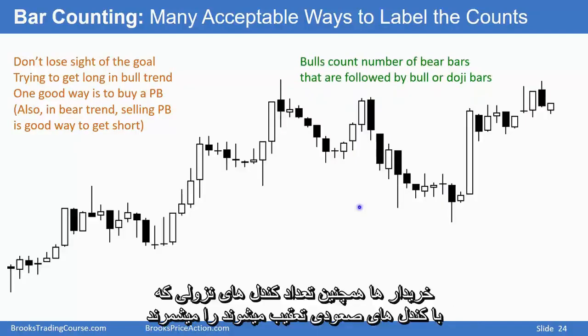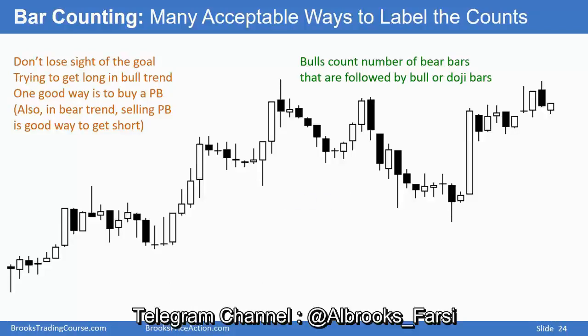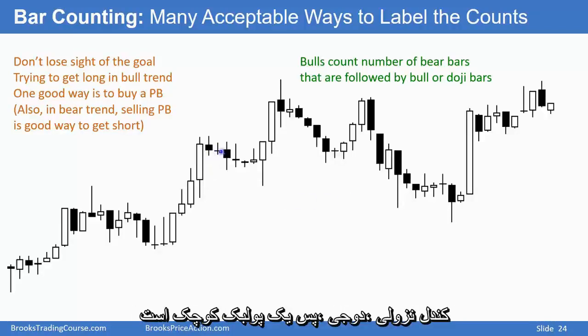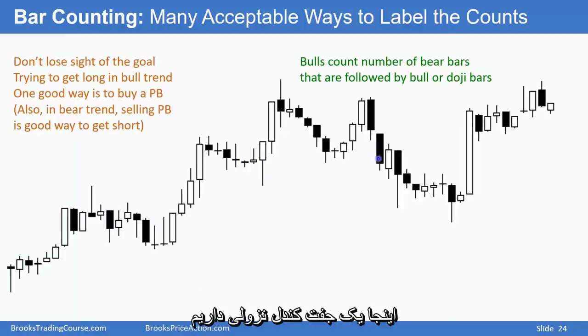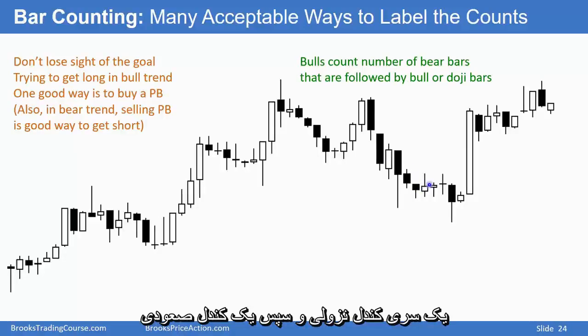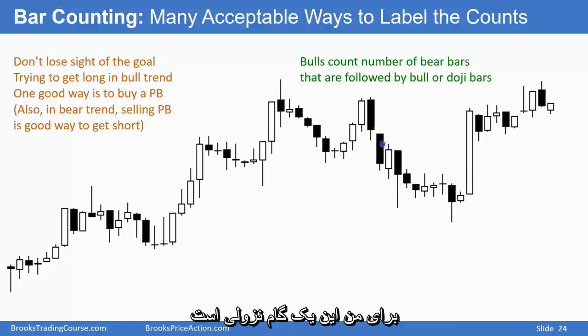Now, bulls also count the number of bear bars that are followed by bull bars. Bear bar, doji, so that's one little pullback. Bear bar, doji, another little pullback, and then a new low, another pullback. Here, a pair of bear bars, pullback, and then a bull bar. A series of bear bars, and then a bull bar. So to me, this is one leg down, and then an inferred end of that leg, and then more bear bars, bull bar, inferred end of the second leg, and then a third leg down here.